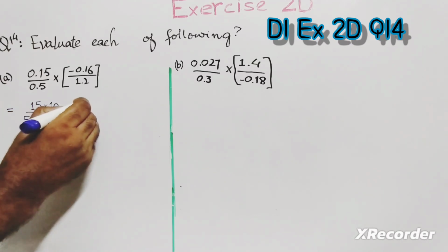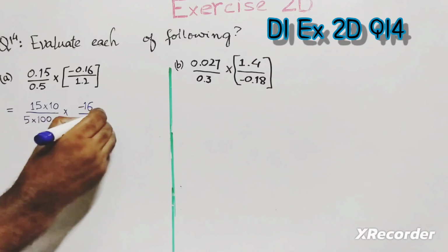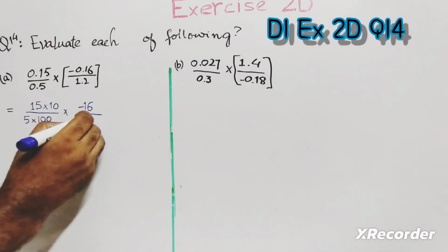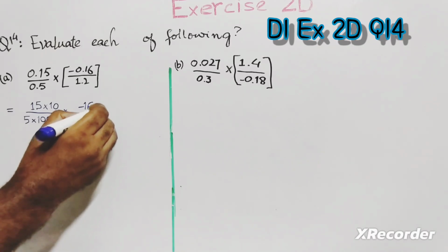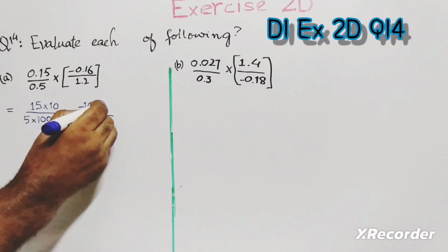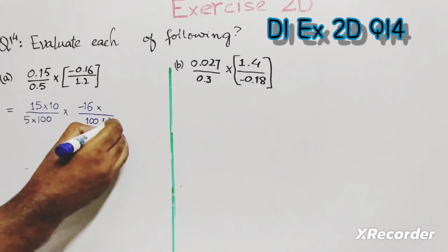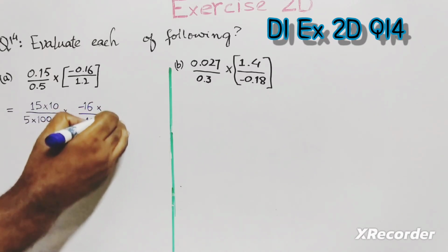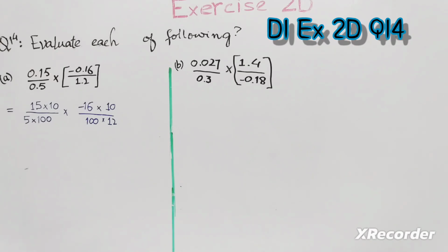Negative 0.16 can be written as negative 16 divided by 100, and 1.2 can be written as 12 divided by 10. Now we can easily solve this.